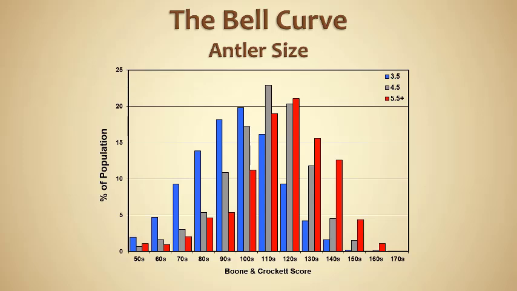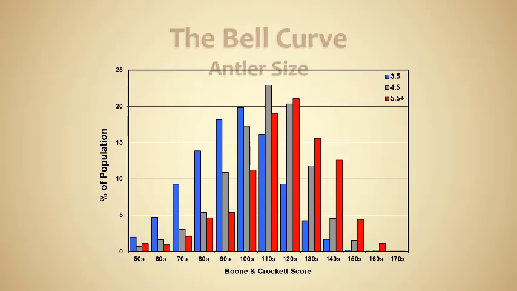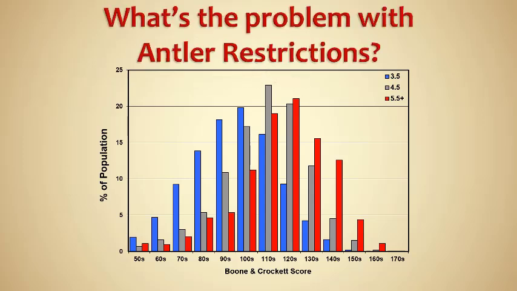I have Boone and Crockett score displayed here. You're going to see the exact same thing though if we had beam length or spread or number of points or anything like that. So the point I want to make here is when you arbitrarily draw your line right here, we're going to harvest all bucks, anything that's 120 inches or greater, you can harvest. Well, that's probably just fine for your 5.5-year-old deer. You've harvested some of the better deer in that age class.